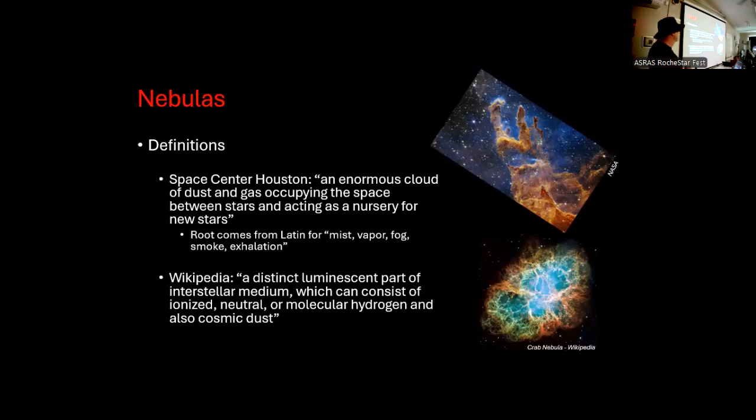Nebulas, which have already been talked about a number of times today, are defined as simply enormous clouds of dust and gas occupying the space between stars and acting as a nursery for new stars. The word nebula comes from a root word that means mist, vapor, fog, smoke, exhalation. Wikipedia defines a nebula as a distinct luminescent part of the interstellar medium, which can consist of ionized, neutral, or molecular hydrogen, and also cosmic dust.